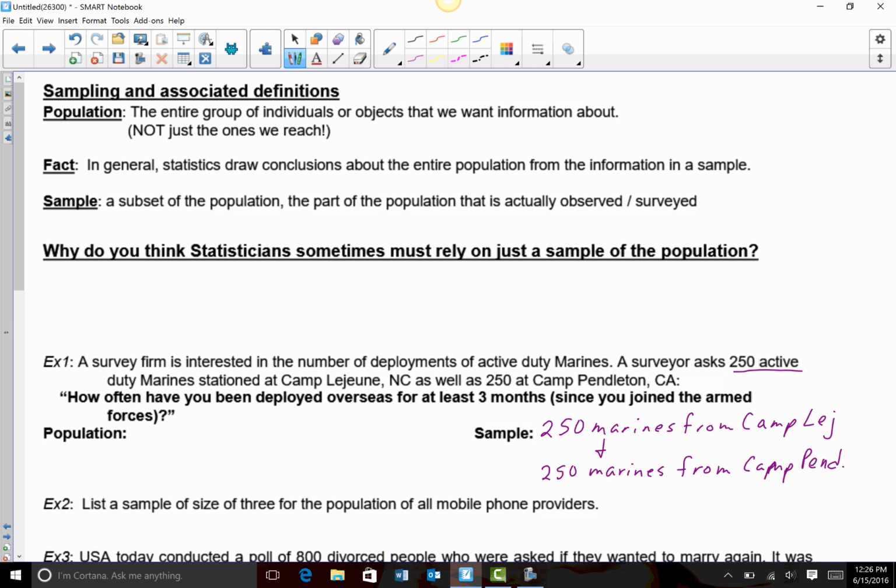That's my sample. And then I ask myself, who are these 500 Marines representing? And they're representing all active duty Marines.